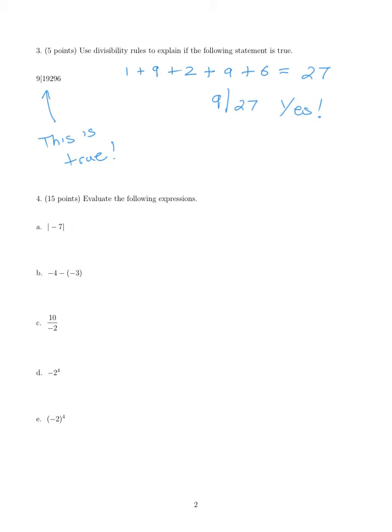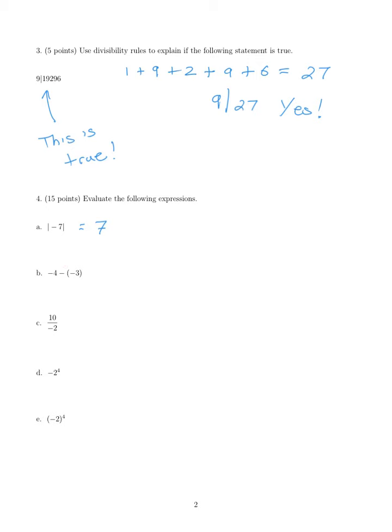And finally, in question 4, I'd like to evaluate these expressions. That is, simplify them down to a single number. For A, what is the absolute value of negative 7? Well, that is equal to positive 7. And the reason for that is this is the distance negative 7 is from 0. Distance is positive.